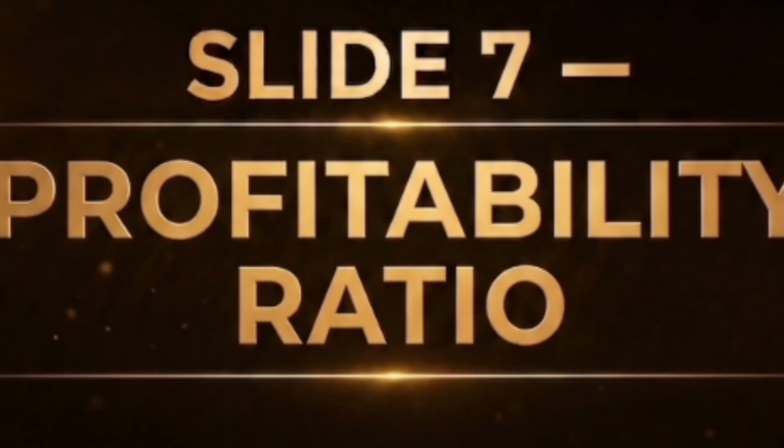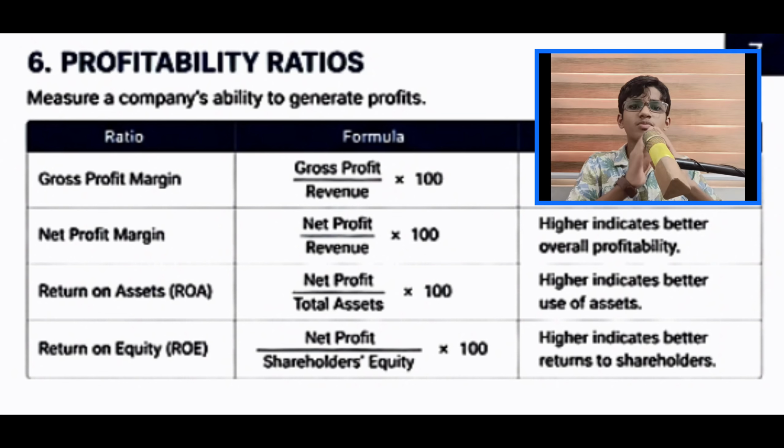Profitability ratios. Now let's examine profitability ratios, which measure a company's fundamental ability to generate wealth relative to its sales, assets, or equity base. A high gross profit margin indicates excellent pricing power and strong manufacturing or direct cost efficiency before overhead is factored in.